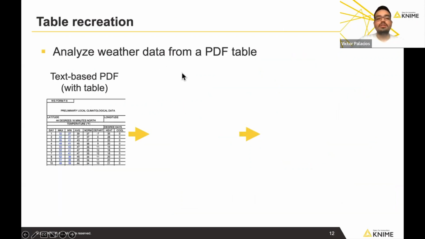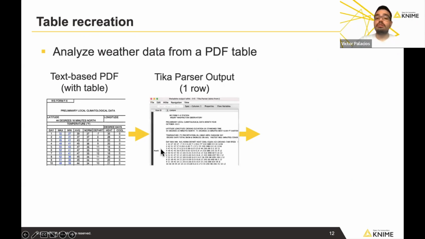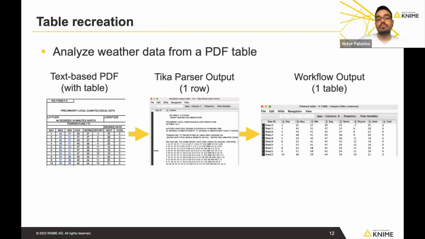For table recreation, for instance, let's say that we want to analyze this weather data that comes from this PDF table. Now, this is a text-based PDF table, so I can put it through the Tika Parser. Now, unfortunately, what's going to happen is I'll have a single row and a single column, but I can't do any processing or any kind of data analysis with this. So what I need to do is break up each of the lines and each column. And eventually what I want is something that looks like this, where I have each column corresponding to the types of data and different rows. So how would I do that?